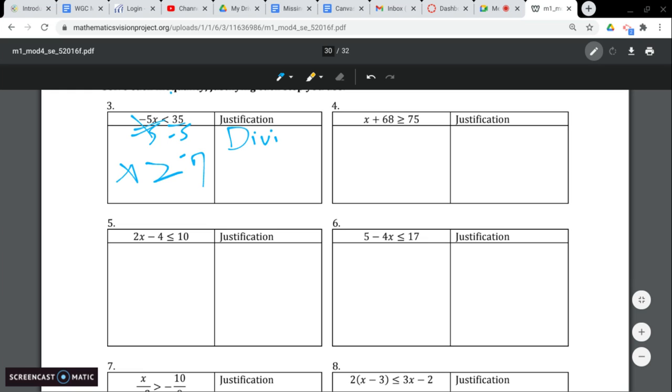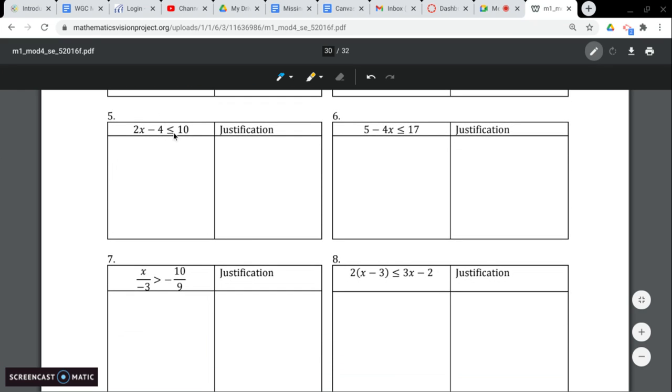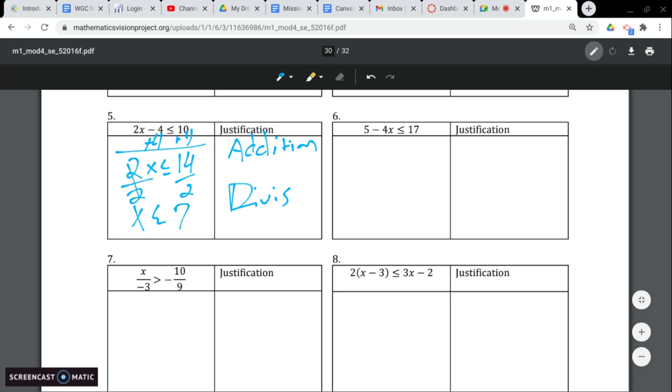Justification, division. All right, number 5, multi-step equation. First thing we have to do is move the 4. So we add 4. So we end up with 2x is less than or equal to 14. Justification is addition. Now we divide by 2. So x is less than or equal to 7. We didn't divide by a negative, so it stays the same inequality symbol.